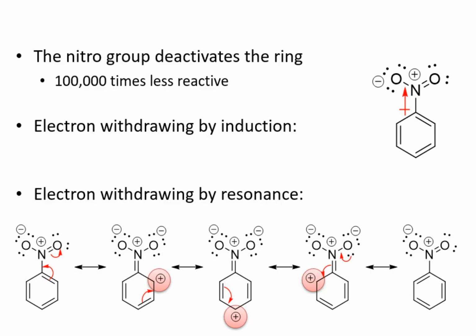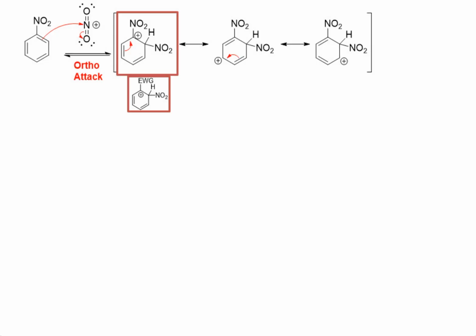And just to give you an idea of how deactivating the nitro group is, it will make the ring 100,000 times less reactive than benzene. Well, we're going to do the same thing that we did before with our activating groups and draw the sigma complexes that would arise when we put our nitro group on our ring and then try and perform a nitration.